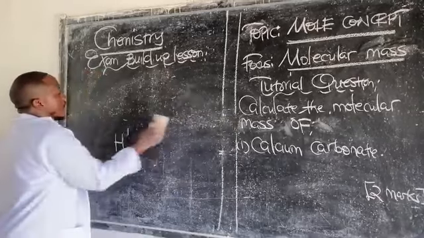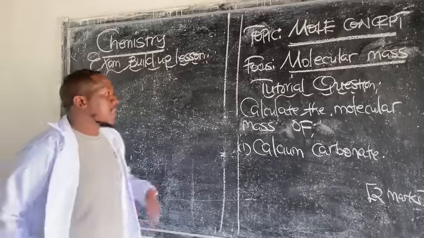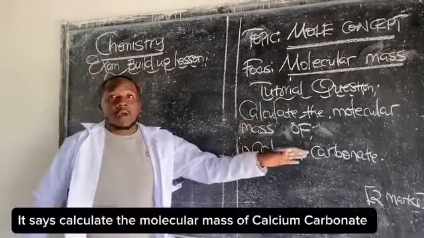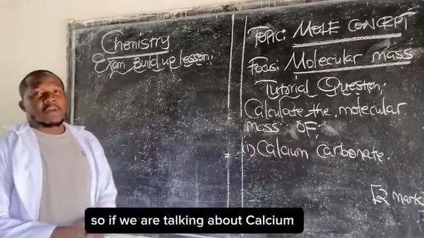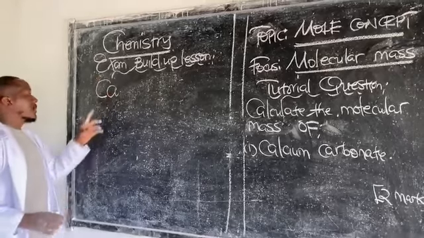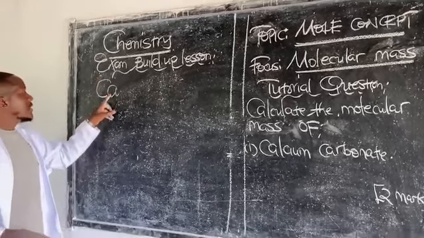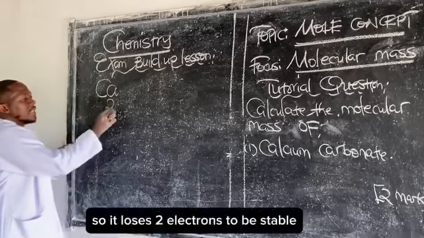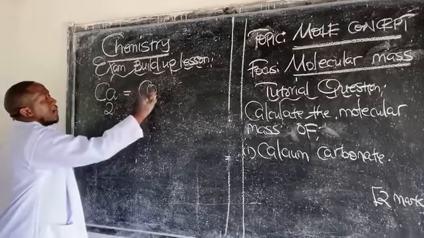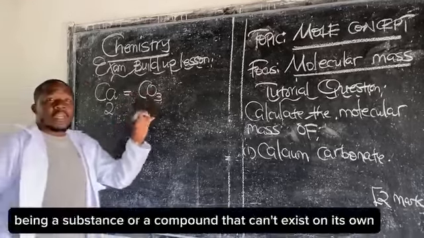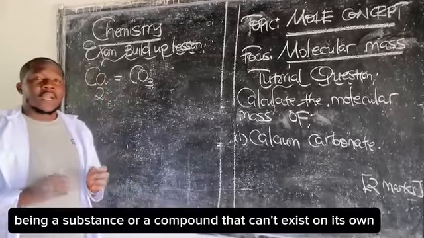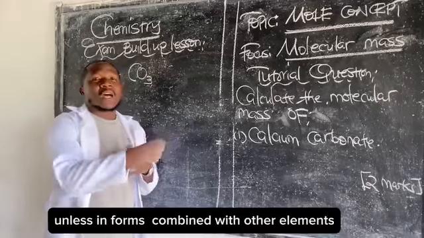Now, see our question that we have. The tutorial question says, calculate the molecular mass of 1 calcium carbonate. If we are talking about calcium, calcium on the periodic table is capital letter C, small letter a. This is found in group 2, so it loses 2 electrons to be stable. Then, when we talk about a carbonate, this is a radical, a substance or compound that can't exist on its own unless combined with other elements.